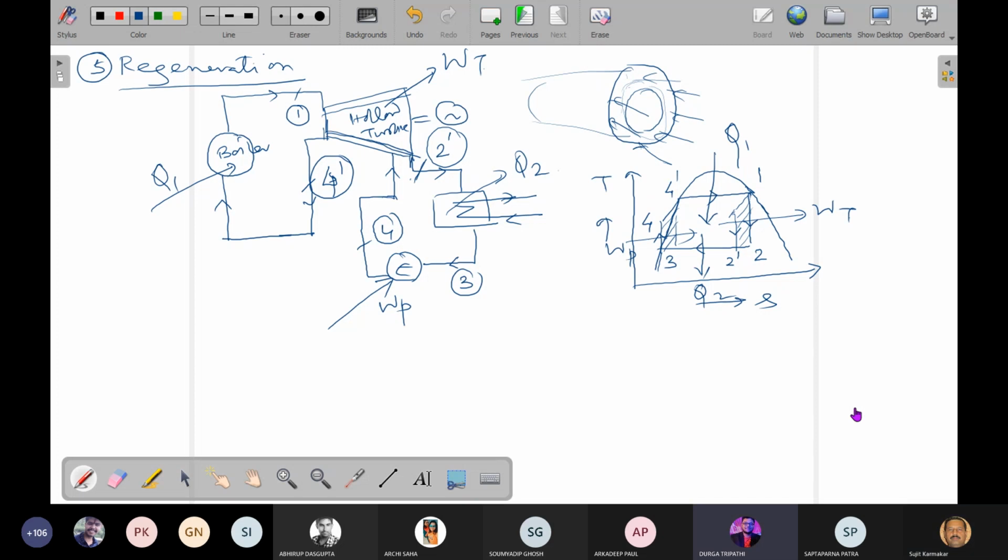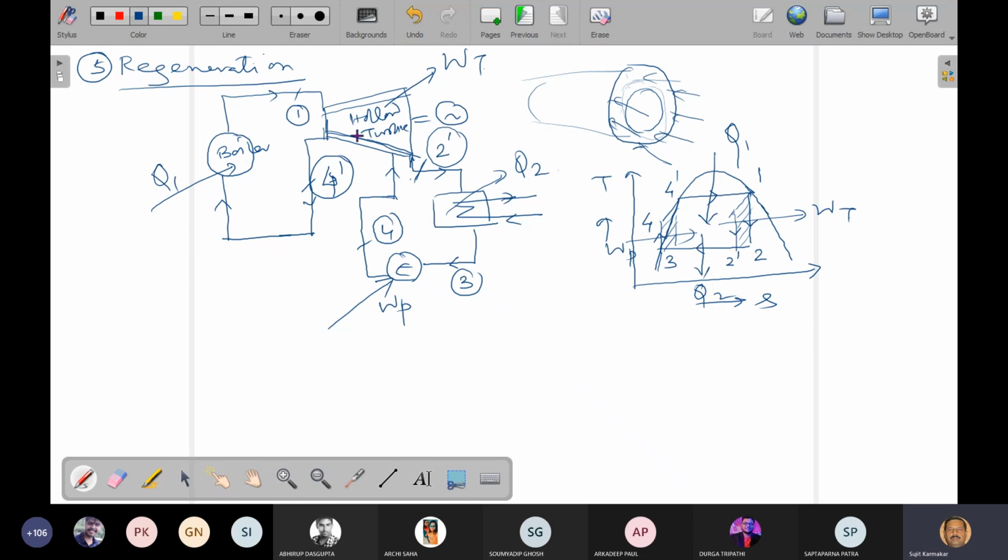Sir, there is no change in work output basically. Why? Turbine work should be the same. Turbine work is the same, but overall, whatever has been produced... No, the turbine work will not be the same in this case. Okay, let me explain here.